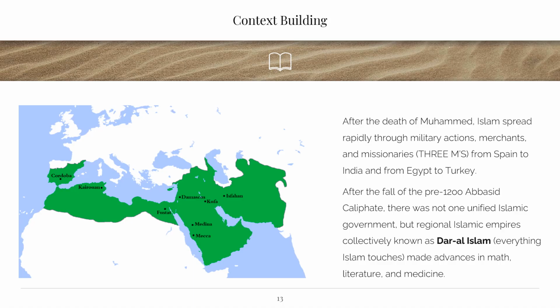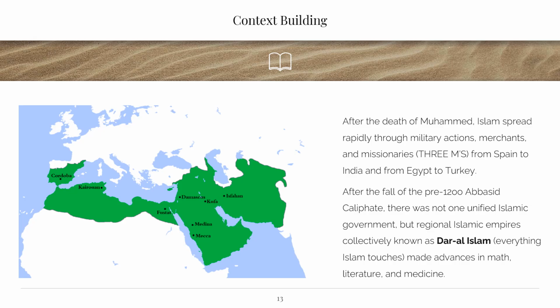After the death of Muhammad, Islam is going to spread very rapidly through military actions, merchants, and missionaries. These are the three M's, from Spain to India and from Egypt to Turkey. Following the fall of the Abbasid Caliphate before 1200, there was not a single unified Islamic government, but we did have regional Islamic empires collectively known together as Dar al Islam, and that stands for everything Islam touches.